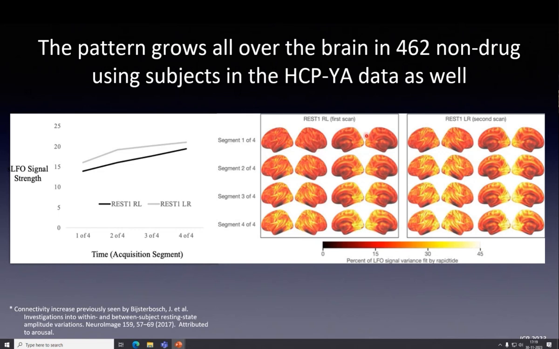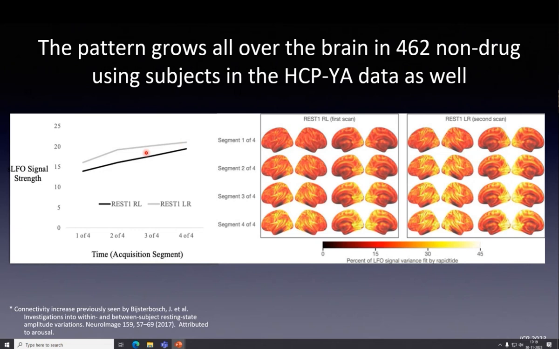So if you look at the first scan, the signal starts very low here and grows. When we go to the second scan, it doesn't go back to where it was before. It's still high. It doesn't stay where it was, but it dips a little, and then it continues to grow. And you can see that summarized here on the graph. This is overall average conductivity over the whole brain.